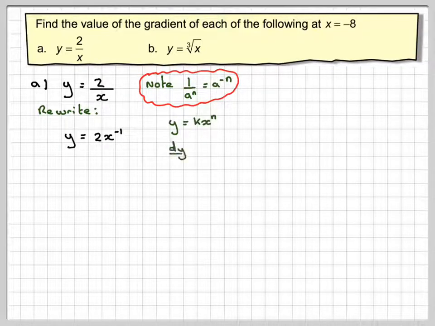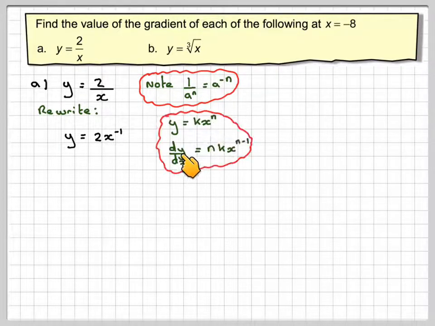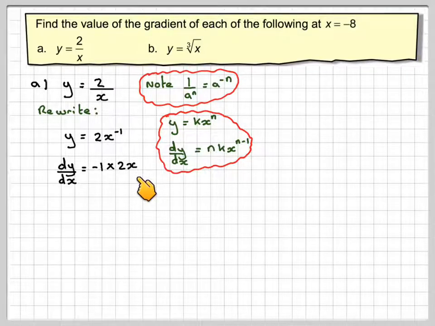Now you can apply, when y is equal to kx to the n, differentiating or finding the gradient function dy by dx is bring the power down in front, write down kx and reduce the power by 1. So applying that to this means we bring down minus 1, write down the base again, so it's times 2x, and then reduce the power by 1, so minus 1 take away 1. So that's going to give me minus 2x, and then the new power will be minus 2.